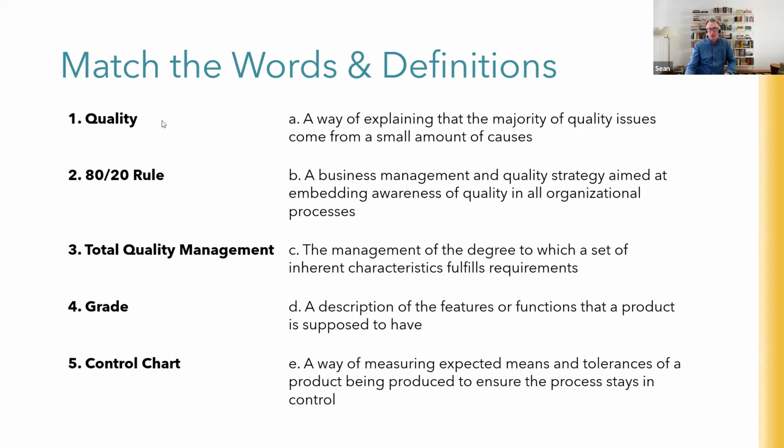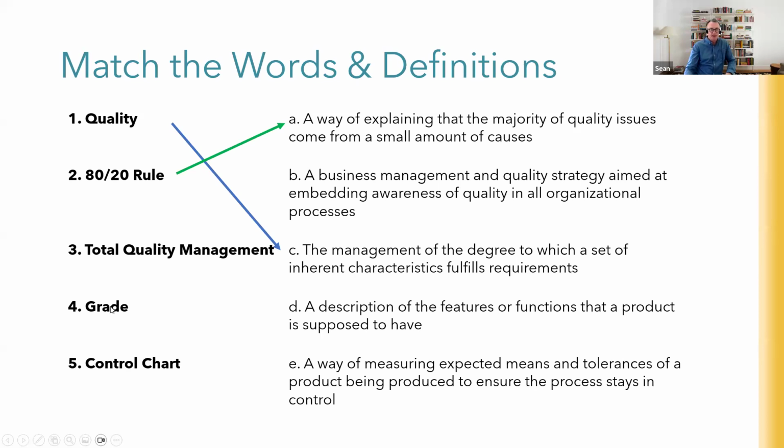Anyway, hopefully you said that quality is C, the management of the degree to which a set of inherent characteristics fulfills requirements. What is the 80-20 rule? Is it A, B, D, or E? Hopefully you chose a way of explaining that the majority of quality issues come from a small amount of causes.